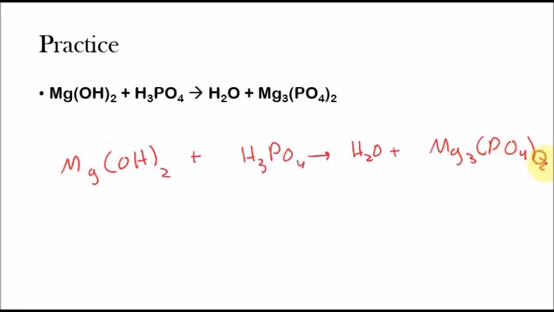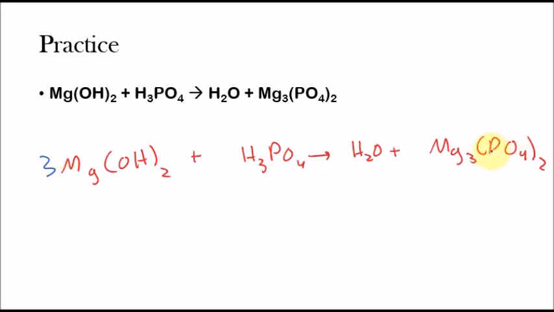Alright, so in here we're going to have to focus on this compound right here, because it's the most complex one. So let's start with the magnesium. There's 3 magnesium atoms right here, and there's only 1. So we can put a coefficient of 3 here, and now the magnesium atoms are balanced out.